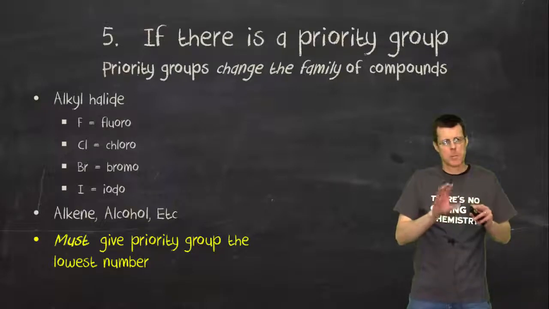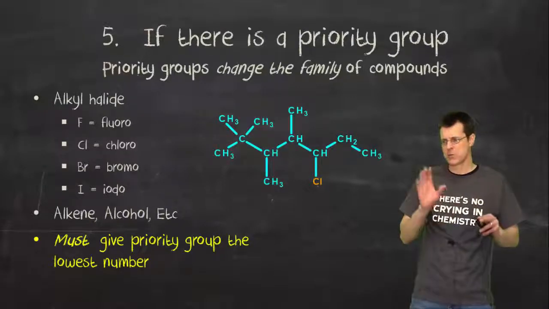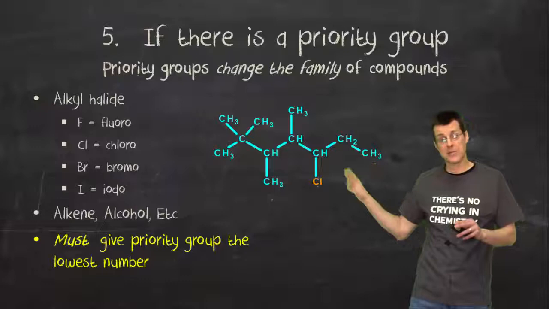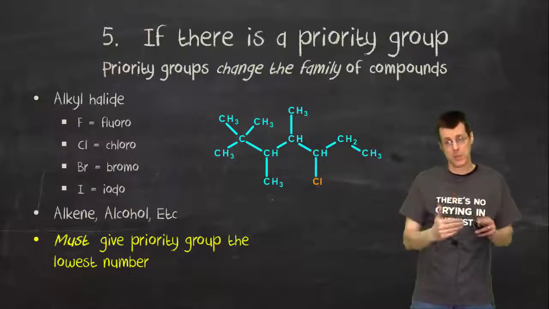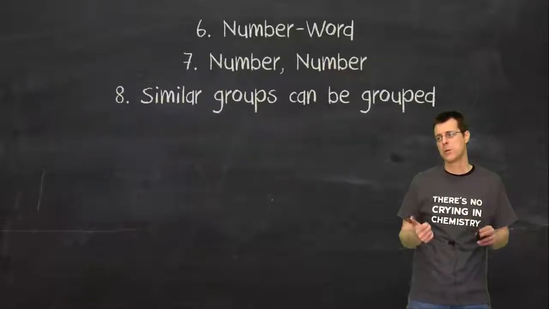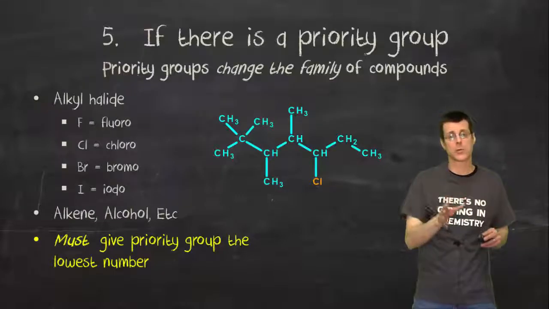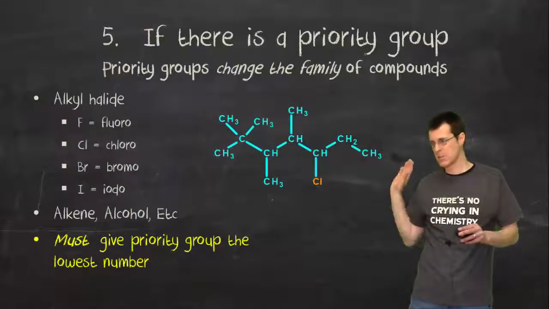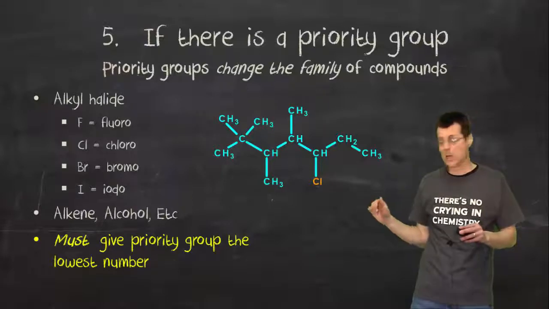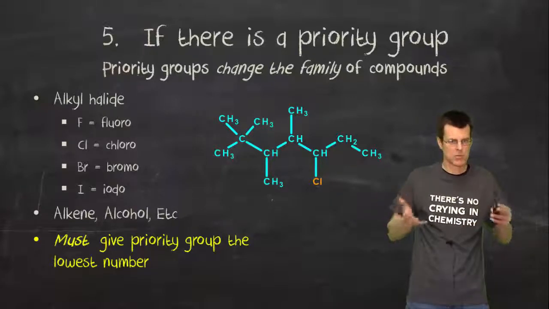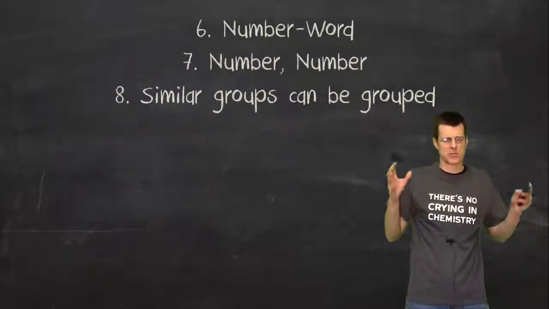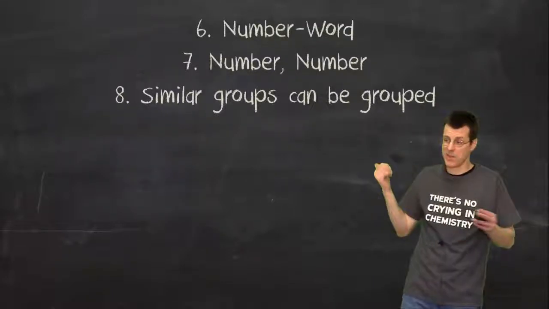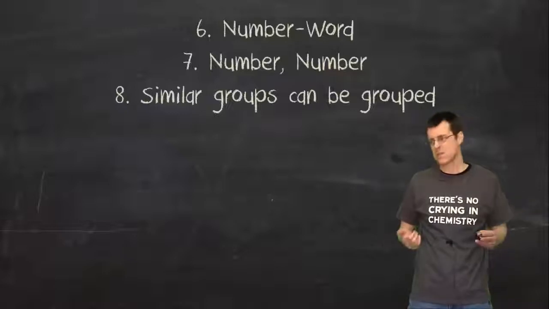That priority group must have the lowest number. So even if there's more stuff going on on the left-hand side, this structure would be numbered from the right, so that the chlorine group gets a lower number. It doesn't matter how much stuff is happening over on the left, the chlorine group trumps everything else. A few steps to put it all together, and then really that is the last step.